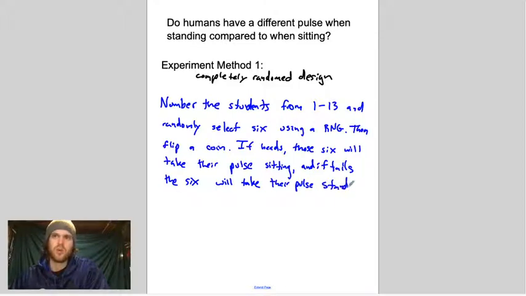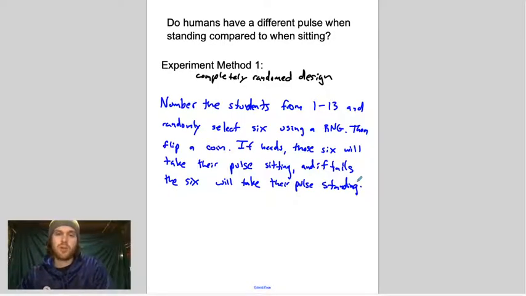So what we're doing here with this design is, not everybody is going to be doing a comparison. And so obviously, I want you to sit and brainstorm a couple issues that we might run into with this design. If we take a class of 13 students, we randomly select half the students to go into the sitting group, half the students to go into the standing group.